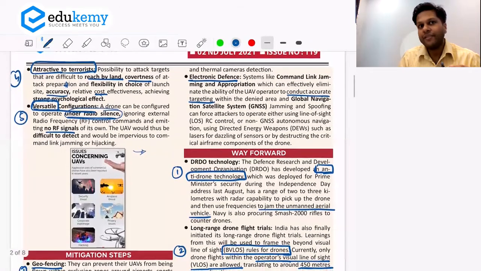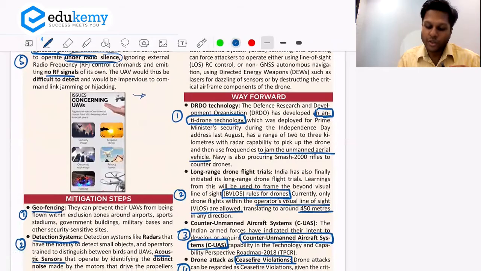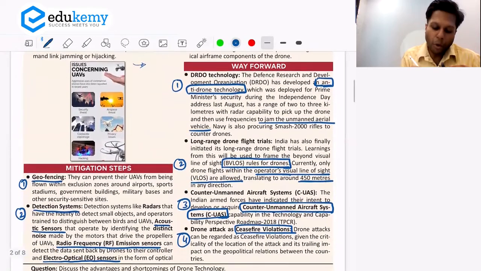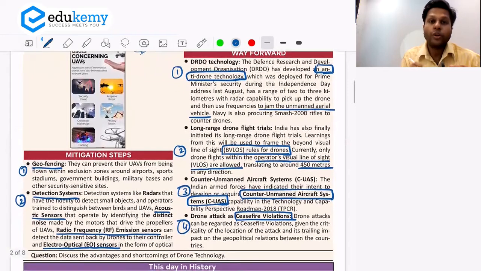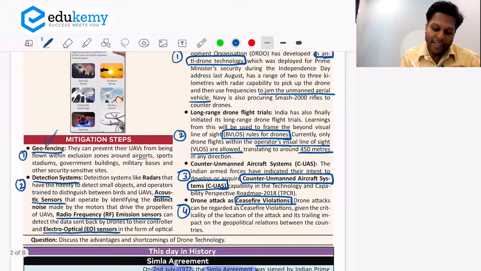And therefore we must have some mitigation steps in the procedure to ensure that drone attacks are not carried out against the country. So one important way is having geofencing. Now, geofencing is a method by which the government says that we will ensure that no drones fly near strategic areas, like military bases, security agencies, airports, right? Security areas, stadiums, etc.